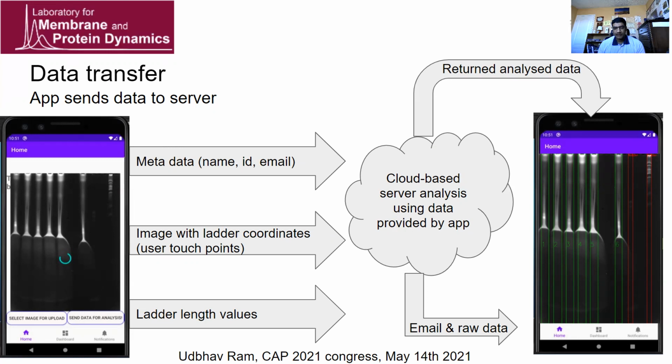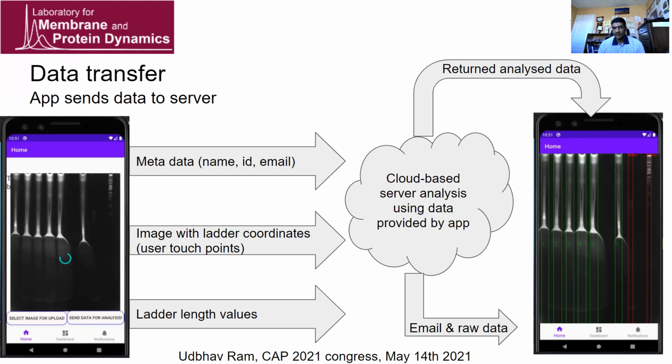So we send 3 types of data mainly. The first type is metadata, which includes a name, an ID, an email, and anything else that isn't involved in the actual analysis process itself. Now, the second type of data is an image with the ladder coordinates, and this is arguably the most important part of the data. This is because we send the image as an encoded string to the server, along with the touch points that the user has identified as being the ladders. And the third type of data is the ladder length values. And this is what you've seen in those blue boxes where we're identifying how many ladders there are and what the qualities of those ladders are.